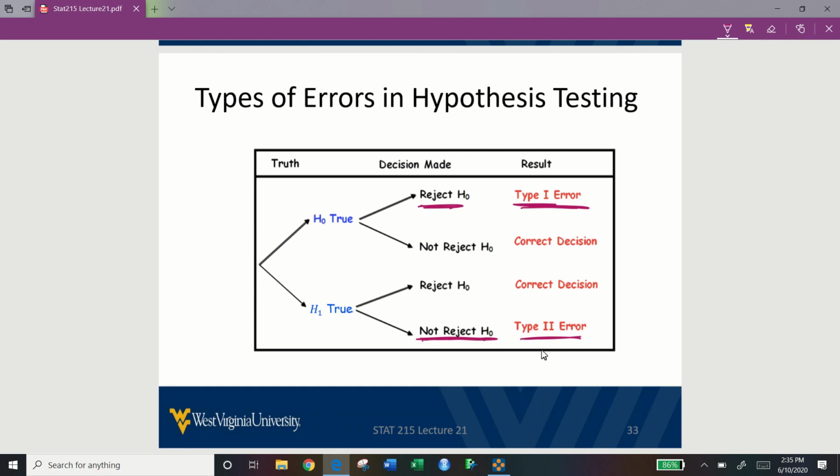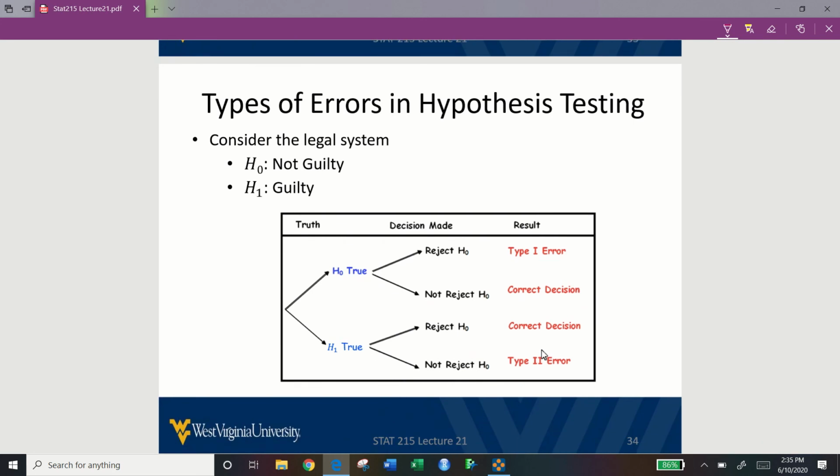A good way, if you're given an example and you're asked to say which error could possibly occur: if the truth is that the null hypothesis is true, it has to be the type 1 error. If the truth is that the alternative is true, it has to be the type 2 error. Same with the decision. If the null is true, but we reject it, type 1. If the alternative is true and we do not reject the null, that is a type 2 error. This might be another thing you should memorize.